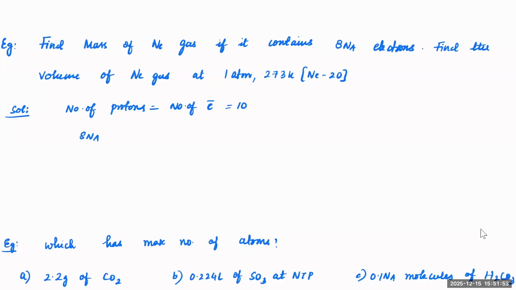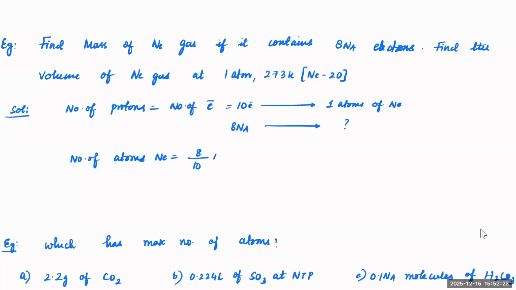So if you have 8 Na electrons, let me put it this way: 10 electrons signifies one atom of neon, which means if I have 8 Na electrons, how many atoms does that signify? The number of atoms of neon will be equal to 8 divided by 10 into Na, which is 0.8 Na. These are the number of atoms.